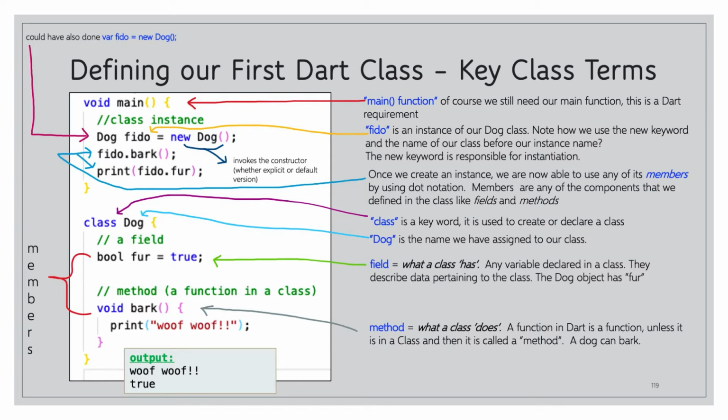Once we create an instance, we're now able to use any of the class's members. So over here we have fur and bark. These are known as members. We use them through what's known as dot notation. Members are any of the components that we defined in the class, like fields or methods. So we can do fido.bark or fido.fur. When we print it out, it prints out woof woof. Why? Because that's what's in the body of the method, bark. And true, because fur is a bool. And when we print that, it prints out true because that's what it's set to.